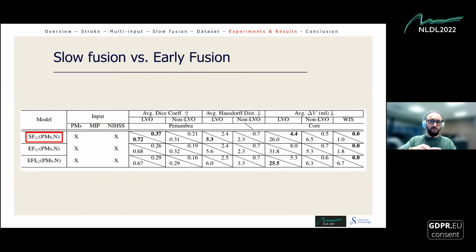We ran the experiment with the same kind of input and the same kind of parameters in order to have a fair comparison. And we see that overall, across the statistical measures that we evaluate, the Dice coefficient, difference in volume, and Hausdorff distance, our model with the slow fusion approach is the one that gives the most satisfactory results.